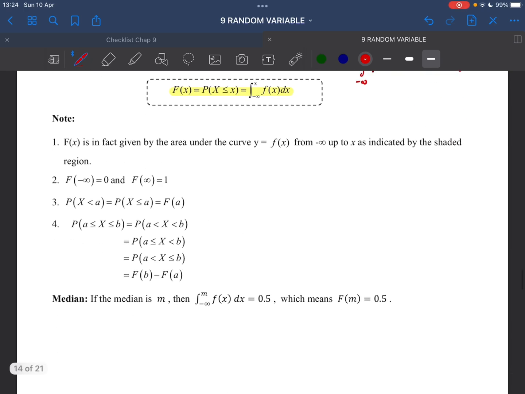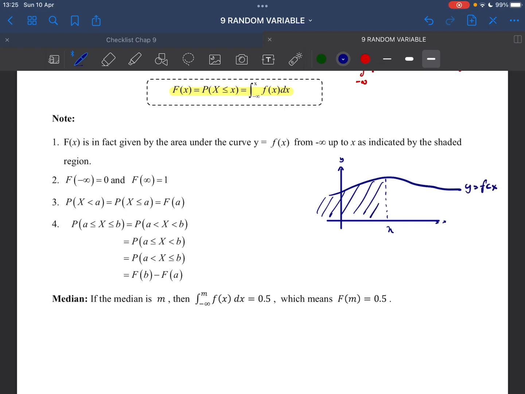So F(x) is in fact given by the area under the curve from negative infinity to x. Let's say I have a graph here, this is x, this is our y, and this is your x. We are going to integrate from negative infinity up until x. So this is y equals f(x), and we are going to find the area under the curve. P(X < a), P(X ≤ a): as I said, for continuous, the equal sign doesn't matter, we can just ignore it. So P(X < a) is the same as P(X ≤ a), unlike for discrete, where the equal sign is important. This means integrating the function f(x) from negative infinity to a.